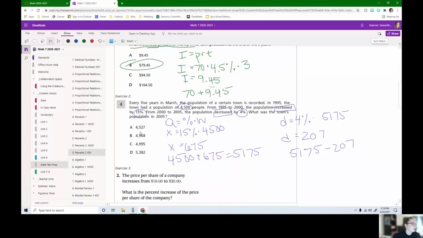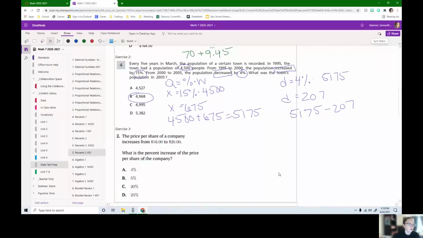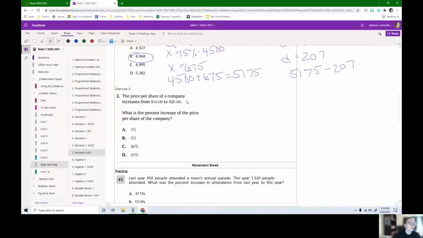Exercise 3, last one, and this one's a little bit trickier than some of our other ones. The price per share of a company increases from $16 to $20. What is the percent increase of the price per share of the company? Pause this video, see if you can try this one on your own.